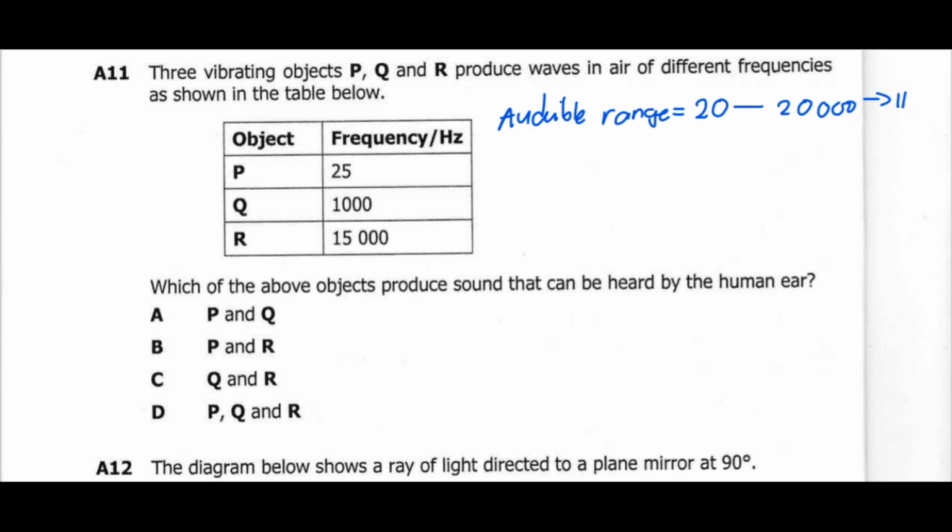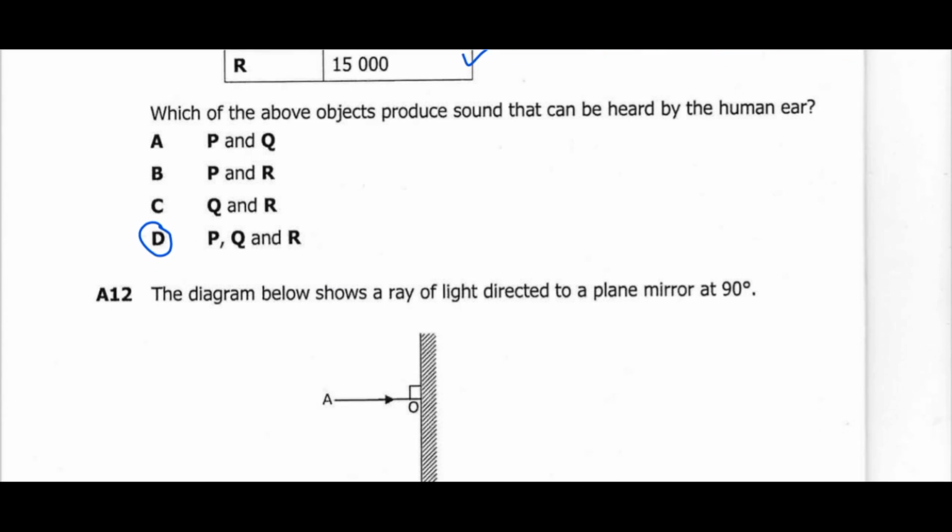The question that we are going to ask ourselves, beginning with 25, is: is 25 between 20 to 20,000? Yes. So this one can be heard. Is 1000 between 20 to 20,000? Yes. Is 15,000 between that range? Yes. So we can see that all these three sounds can be detected by the human ear. So the answer here is D. Sound that cannot be detected is a sound with a frequency less than 20 or above 20,000. That's now beyond the human ability of detecting sound.